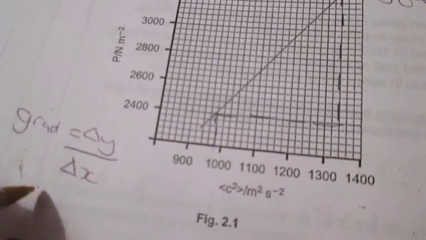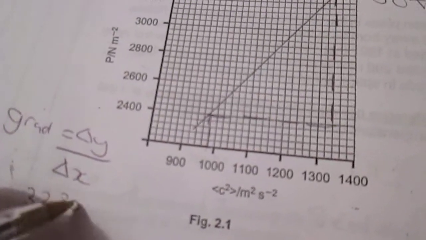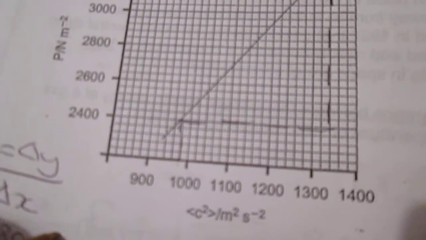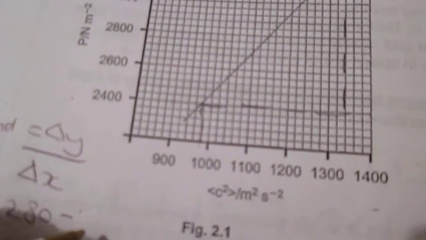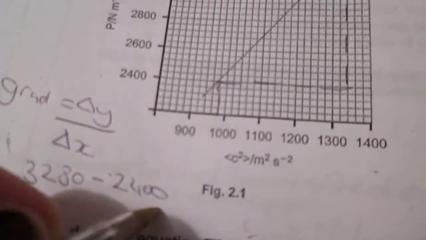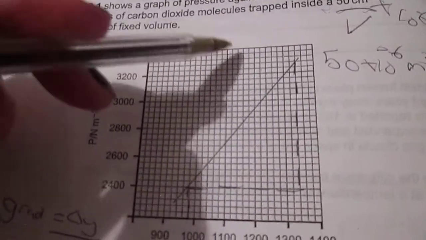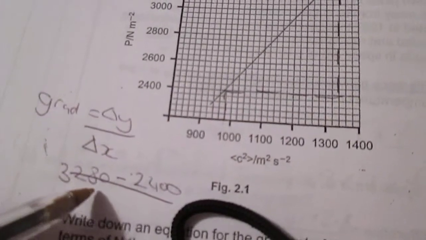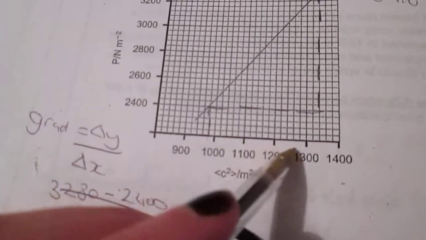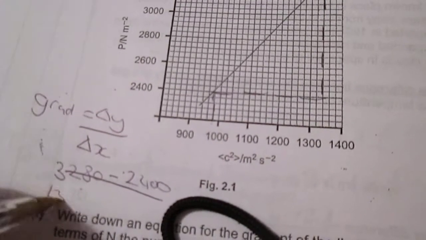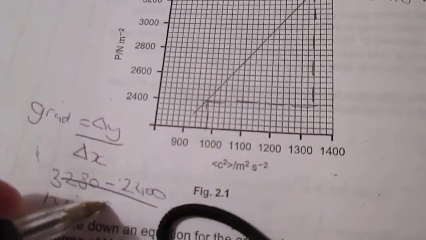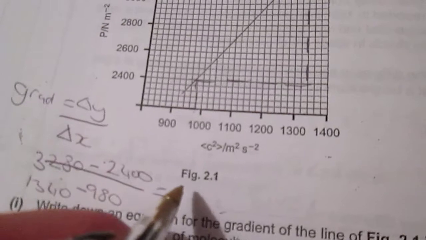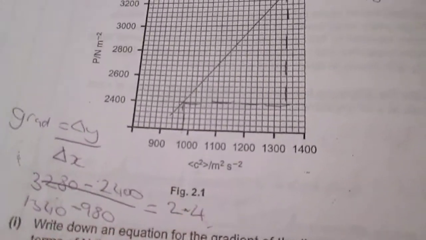My change in y is going to be 3,280 take away 2,400. I've just taken away this value from this value. Divide that by my change in x, which is 1340 take away 980. And when I type that into the calculator, I get a gradient of about 2.4.